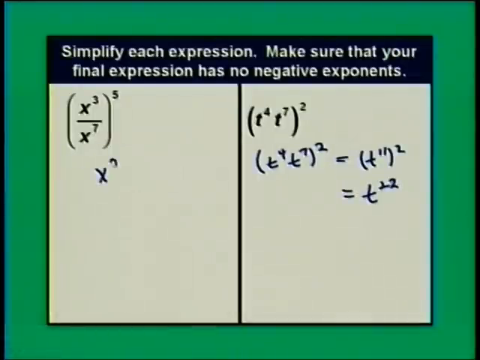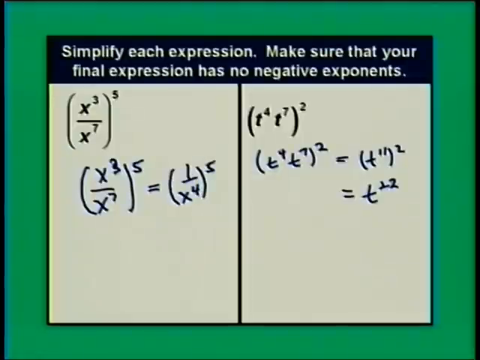How about x cubed over x to the 7th, all to the 5th? Since the exponent in the denominator is larger than the exponent in the numerator, I'm going to subtract the numerator's exponent from the denominator's exponent and write this as 1 over x to the 4th, to the 5th. Now I can distribute that exponent of 5 to both the numerator and the denominator. So this is 1 to the 5th over x to the 4th, to the 5th. 1 to any power is 1. X to the 4th to the 5th, I can apply the power to a power rule and multiply the exponents. This is 1 over x to the 20th.